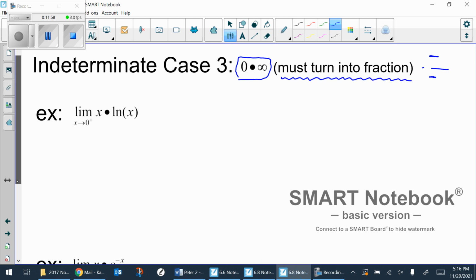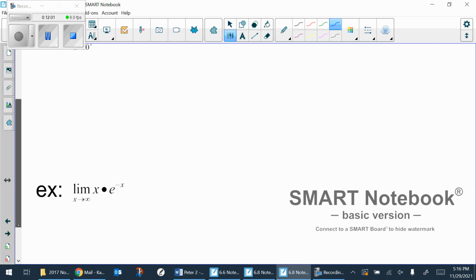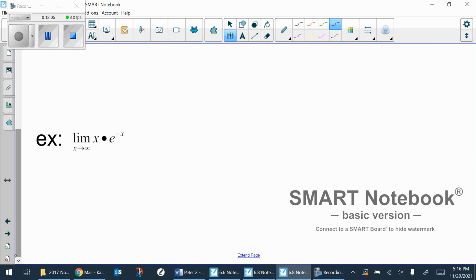Well, you know what? I'm going to come down to the second example on this slide. Let's do this one first. Now, if x is approaching infinity, which it is, this number is going to be really, really big, and e to the negative infinity is pretty darn small.